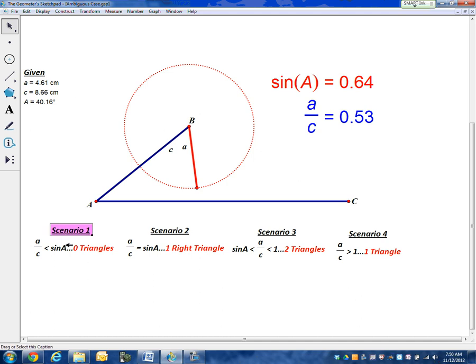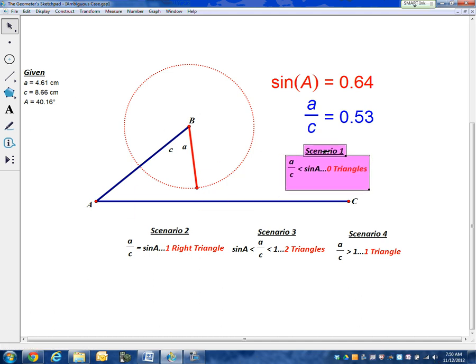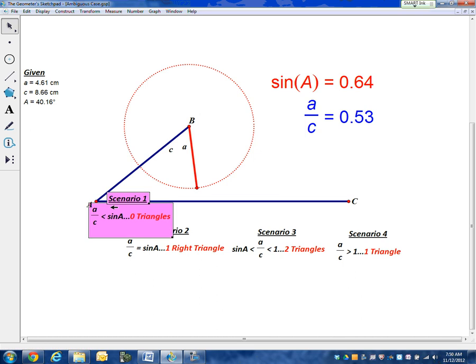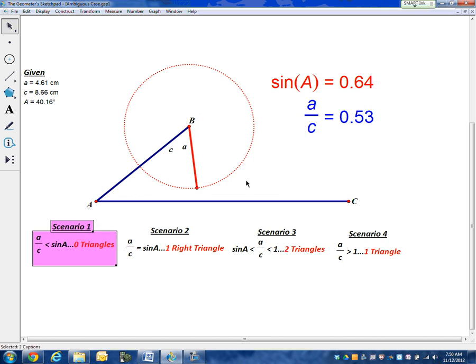So that creates scenario one. When I have a situation where the ratio of the legs is smaller than the sine of the angle, I have zero triangles possible. I cannot create a triangle in that case because that leg, that A leg, is not big enough. So that's scenario one. When the ratio of the legs is smaller than the sine of the angle, I cannot create any triangles.